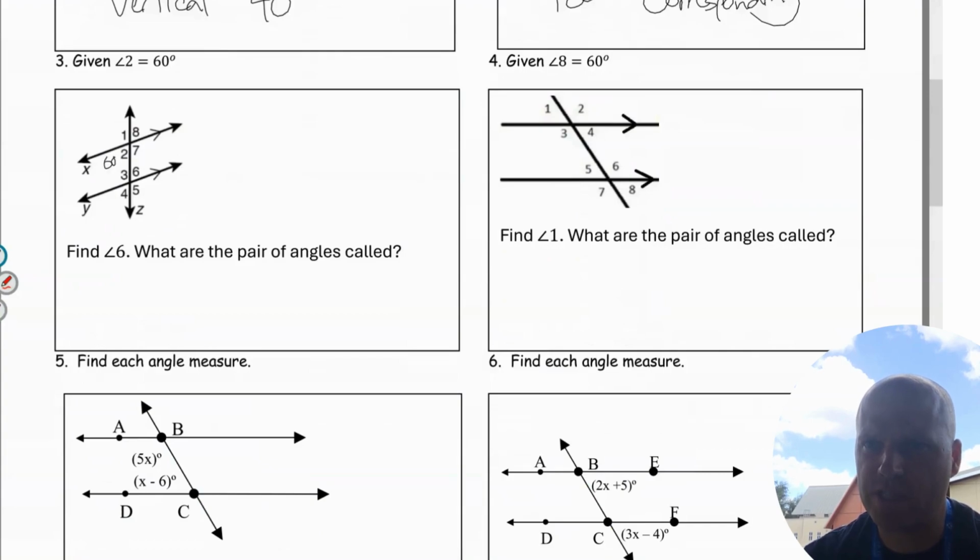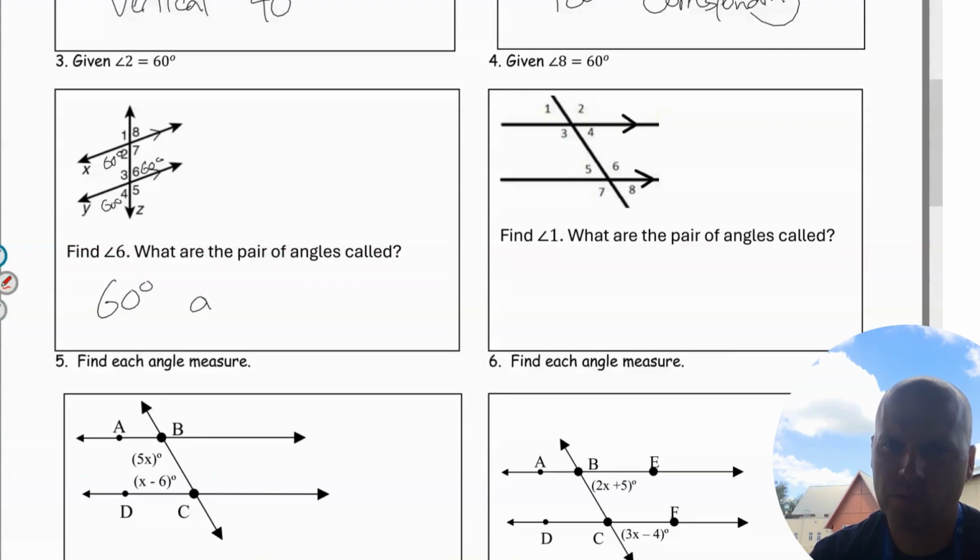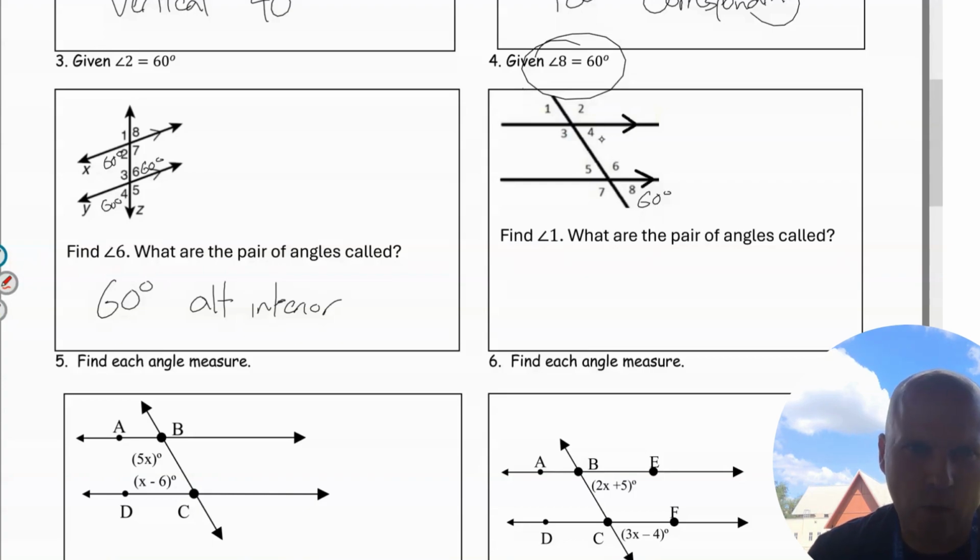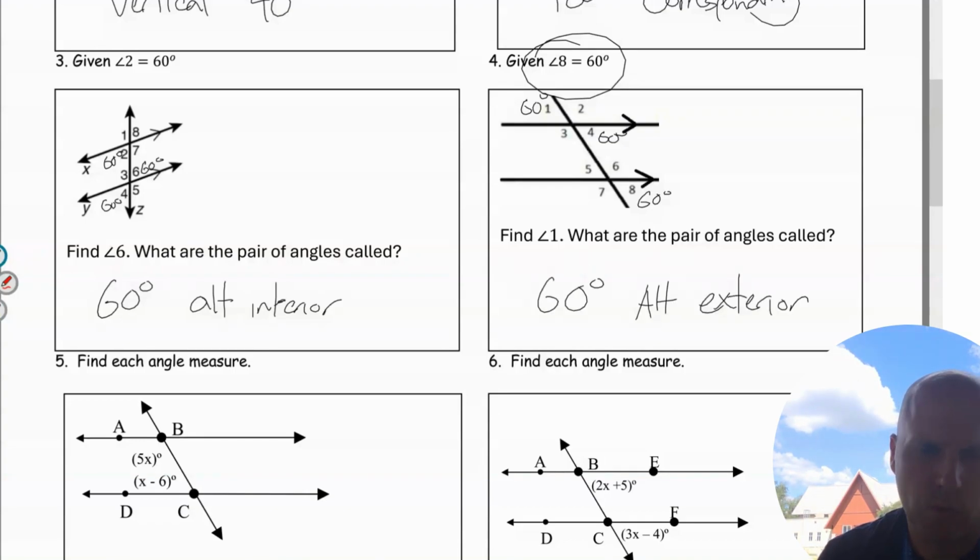If this is 60, we know corresponding to this would be angle 4, which would also be 60. But then this angle would have to be 60 because it's vertical. And this is called alternate interior. That angle 2 and angle 6 are equal to each other. Angle 8 is 60 degrees. This is 60 degrees. What about angle 1? Well, angle 8 corresponds with angle 4. Angle 4 is vertical with angle 1. That means angle 1 and angle 8 have to be equal to each other. These are called alternate exterior. Cool.